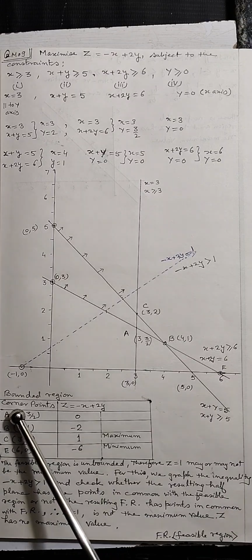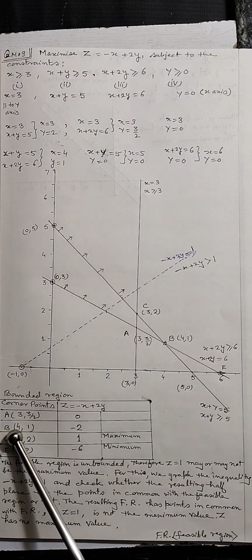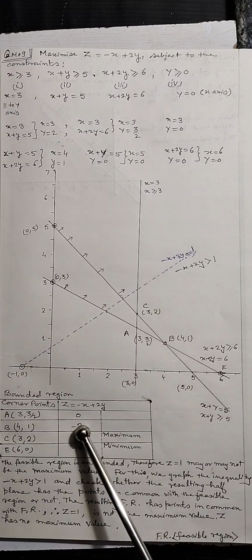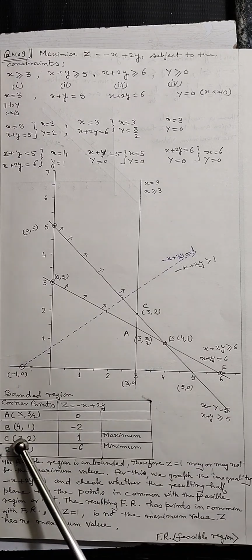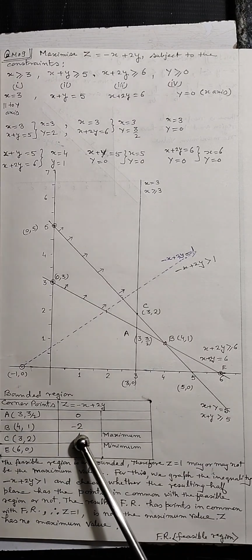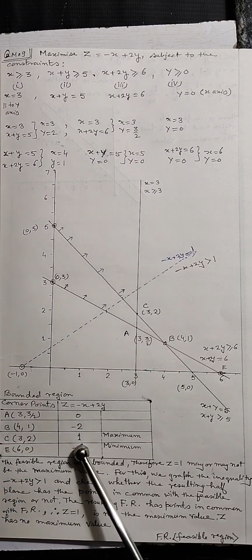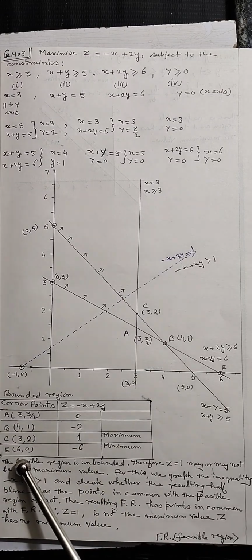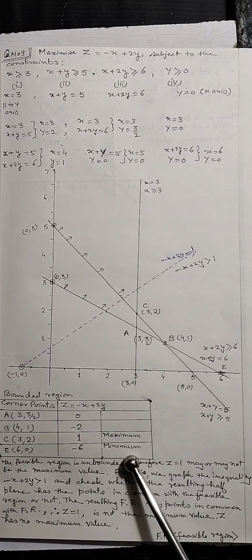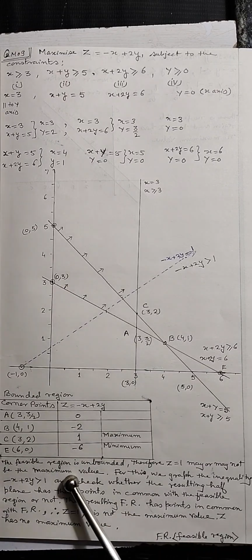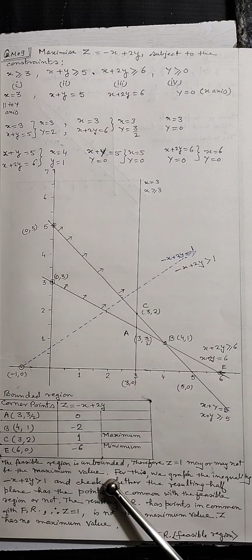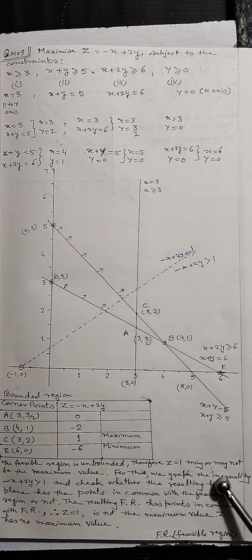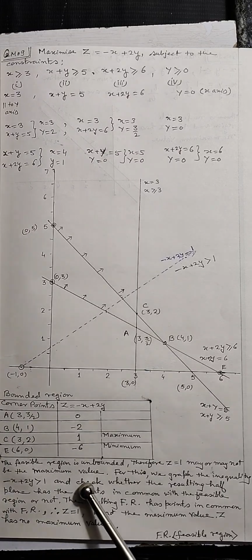Now let us discuss further. The corner points are A, that is 3 and 3 by 2, where the value of z will be 0. B, that is 4 and 1, gives minus 2. C, that is 3 and 2, gives 1, that is maximum. Here E is equal to 6, 0, that gives minus 6, minimum. So the feasible region is unbounded. Therefore, z equal to 1 may or may not be the maximum value.